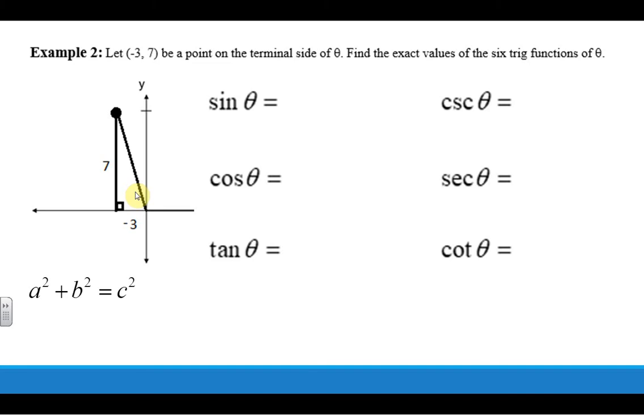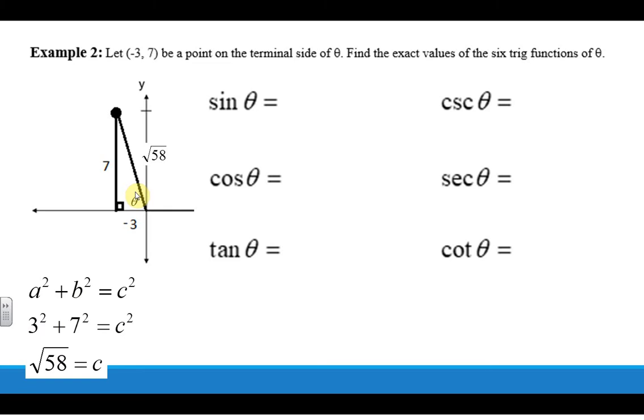So according to that triangle, we've got to find all the values, and use your good old Pythagorean theorem. Square root of 58, but work with it. Don't go decimal. So now your reference angle will be your theta.